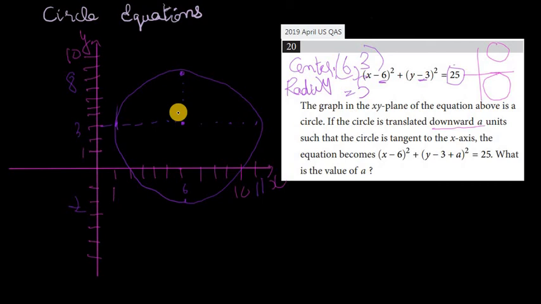So now we can visualize what our circle looks like. So it's pretty clear how much we need to bring it down for it to become a tangent to the x-axis. The top of the circle is 8 units from the x-axis, right? And so obviously we need to bring it down 8 units, and that would look something like this maybe. So our answer would clearly be a = 8, because a is the amount that I needed to bring it down for it to become a tangent to the x-axis.